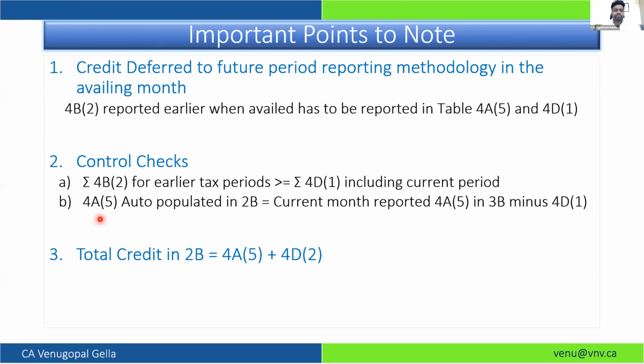And auto-populated 4A5 in 2B is equivalent to the 4A5 for that period as reduced by the 4D1 previous year credit availed in the current period. So those are some control checkpoints. Total credit in 2B is equal to 4A5 plus 4D2. 4A5 is auto-populated from 2B, and 4D2 is the ineligible ITC. Ineligible ITC means only that having different place of supply and limitation of ITC under section 16 subsection 4, time or trade. So these are some control checkpoints you have to check.